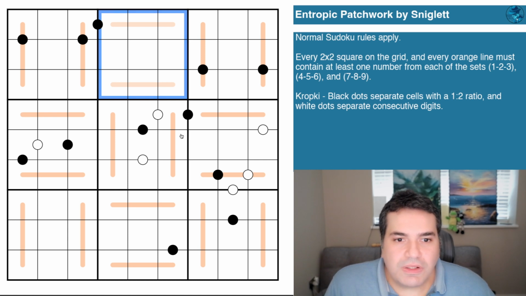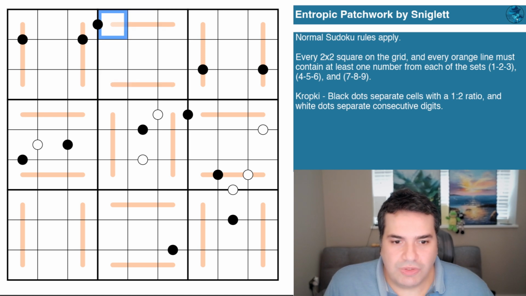Now the next part is really almost more like a modulus rather than entropy. So every 2 by 2 square on the grid and every orange line must contain at least one number from each of the sets. 1, 2, 3, that's set 1, 4, 5, 6, that's set 2, and 7, 8, 9, that's set 3. And I guess that kind of makes sense to call it entropy.